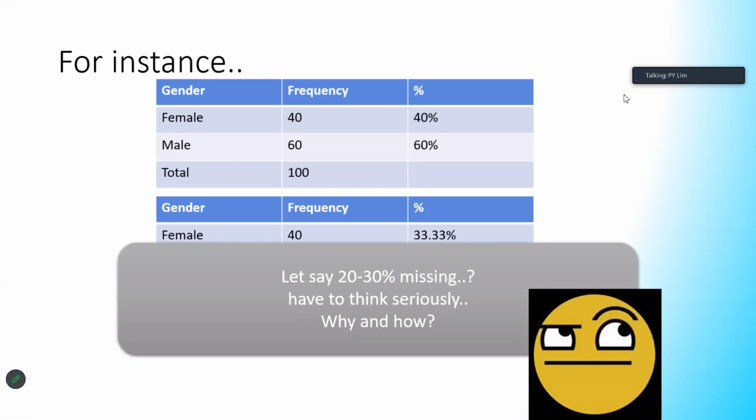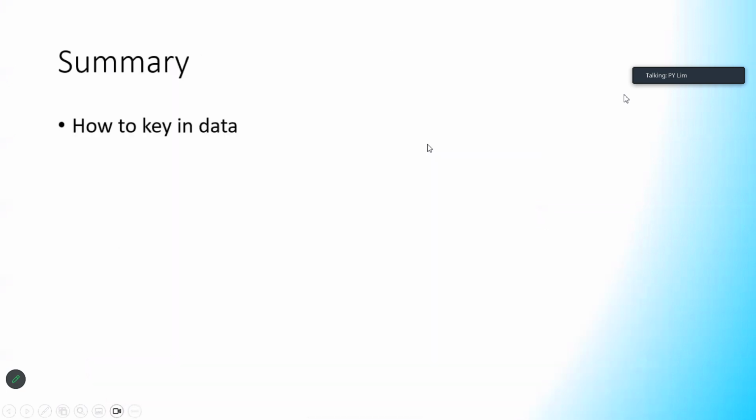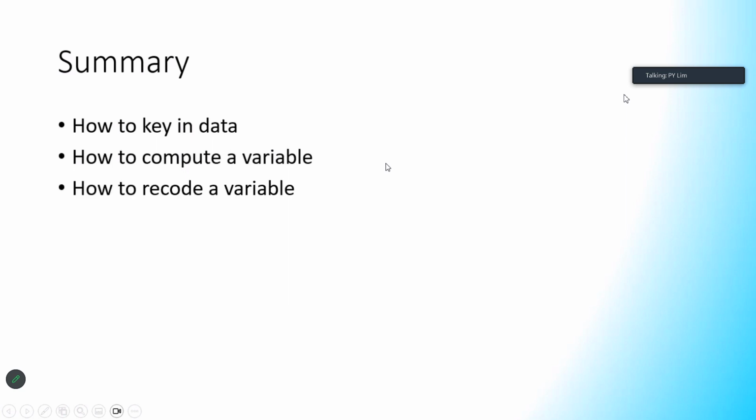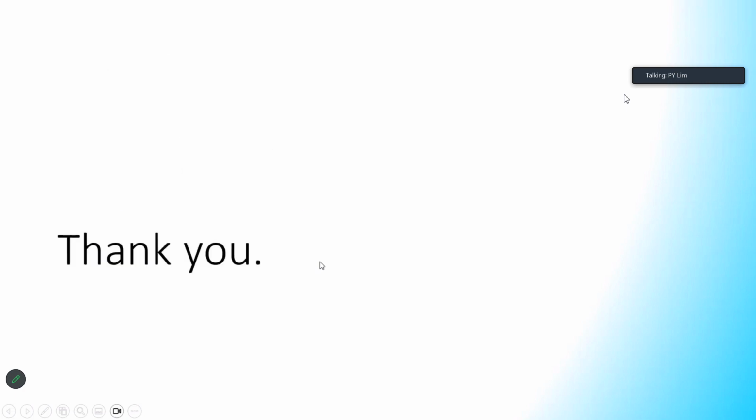Think seriously about how to handle it and why. You may delete that whole variable, or recode it, or retain it, and so on. You have to think about it, because different studies use different methods. So what you learn today is how to key in data, how to compute variables, how to recode variables, and how to assess anomalies. Starting from tomorrow, we will teach you parametric and non-parametric tests. Normality is very important, as are transformations and how to process the data.